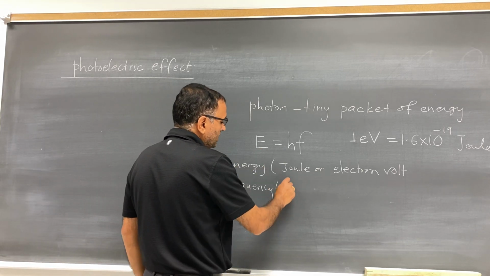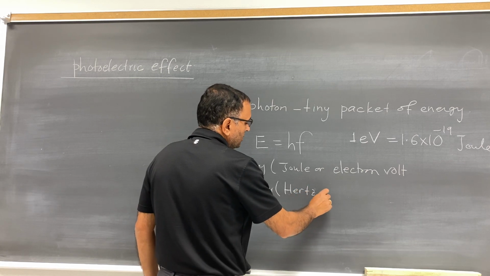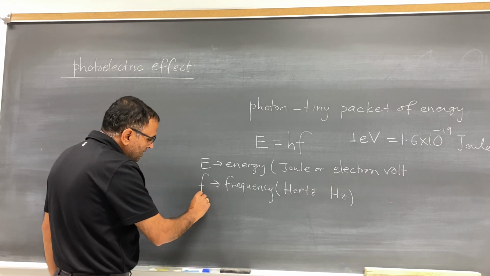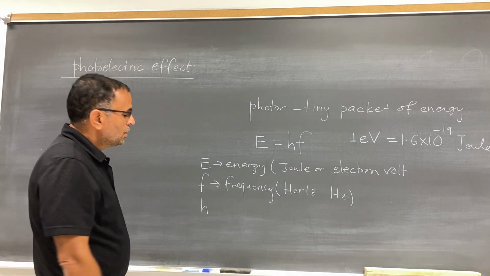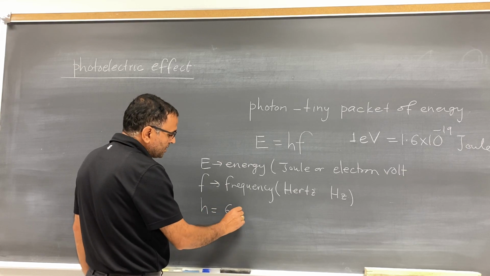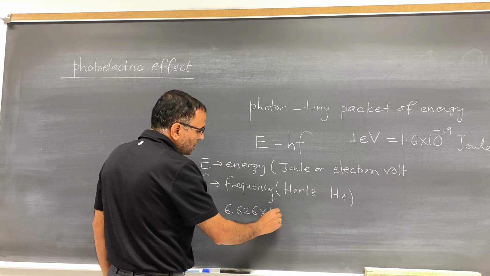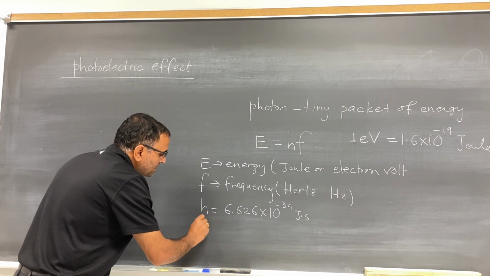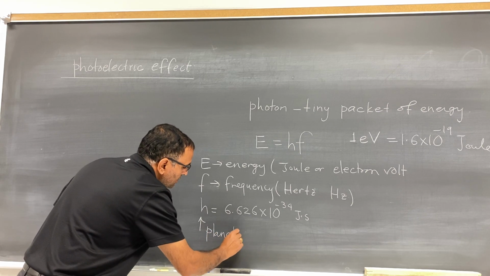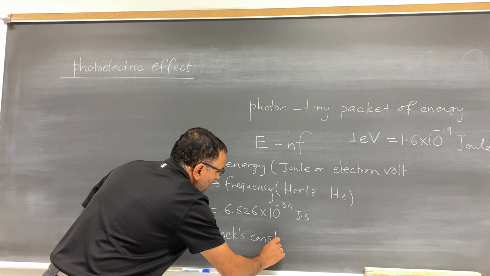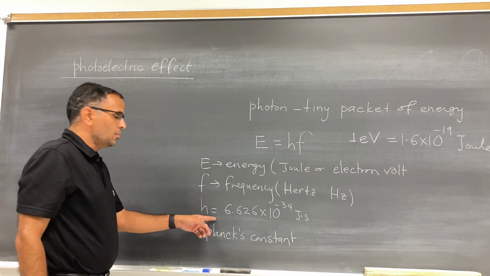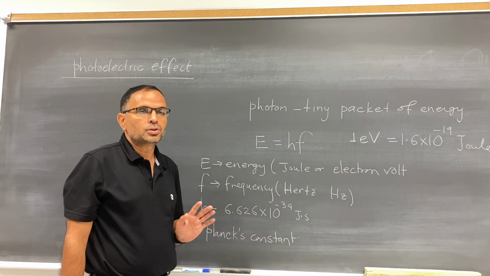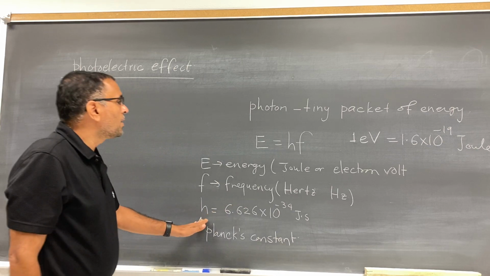The unit of frequency is hertz, simply you can write Hz. And what is H here? H is a constant, 6.626 times 10 to the power negative 34 joule second, and this is called the Planck's constant. So it is better to know this number. The Planck's constant H equals 6.626 times 10 to the power negative 34 joule second.